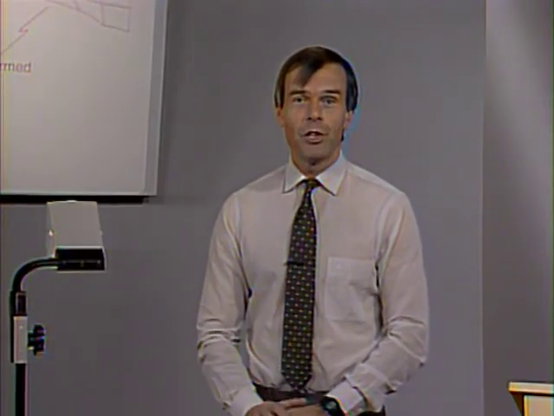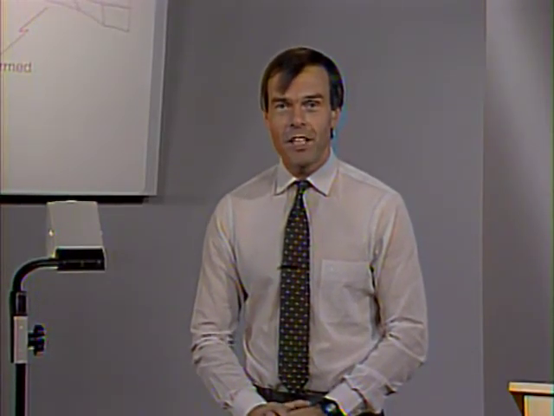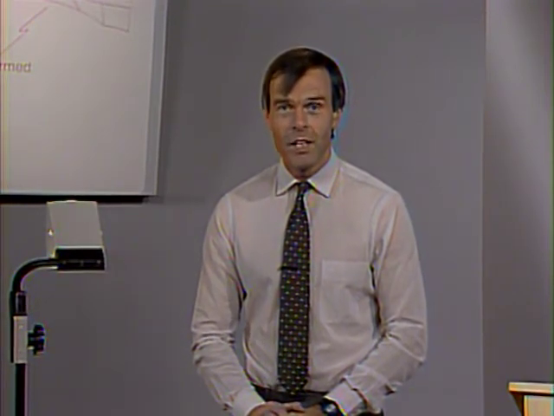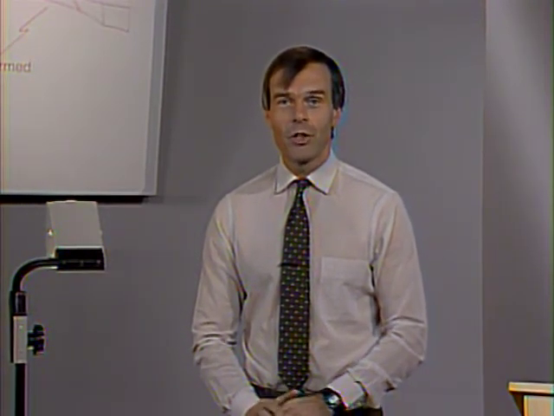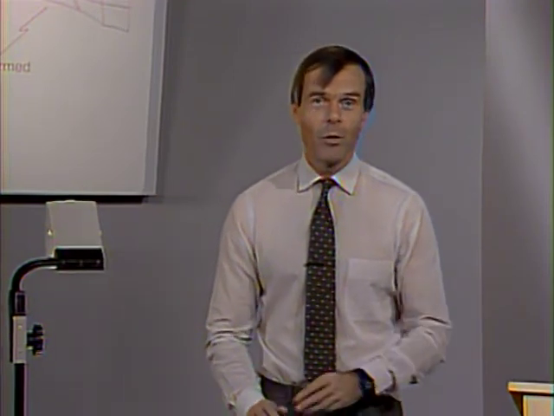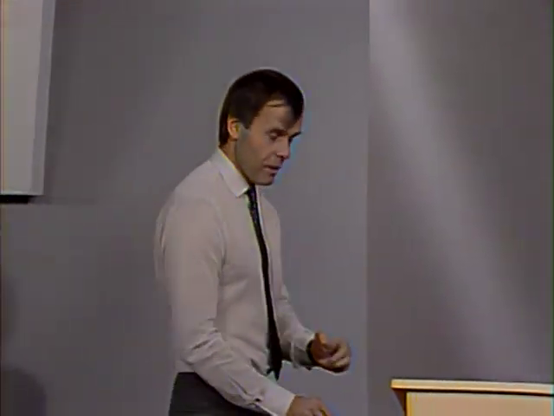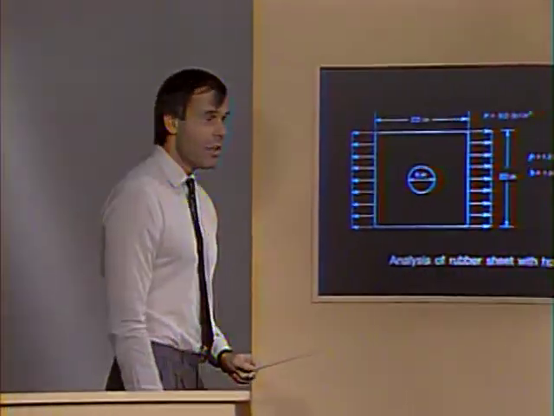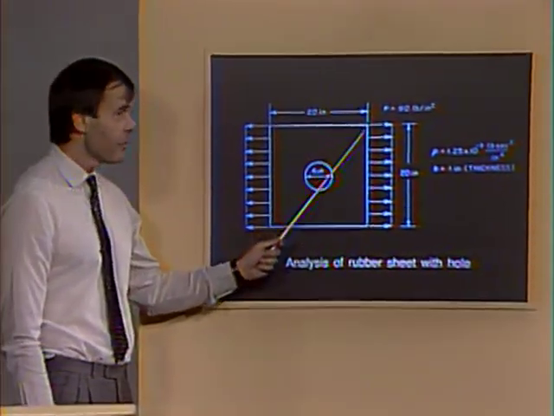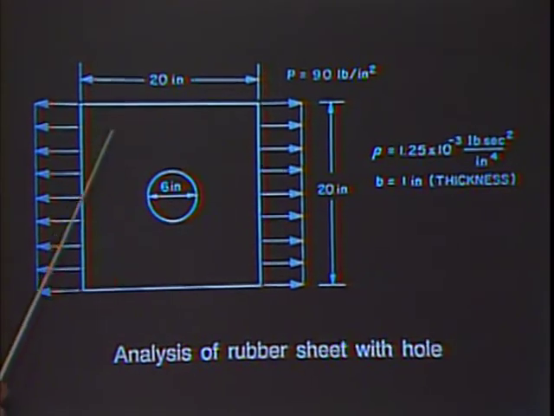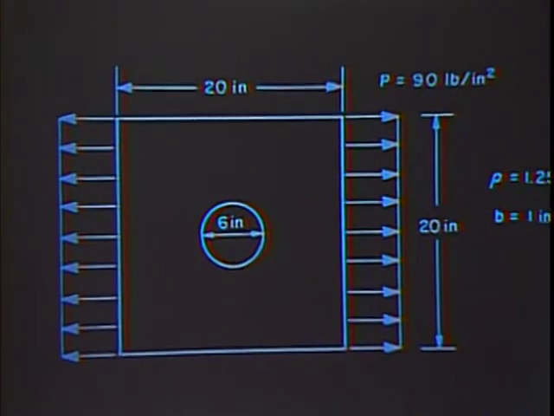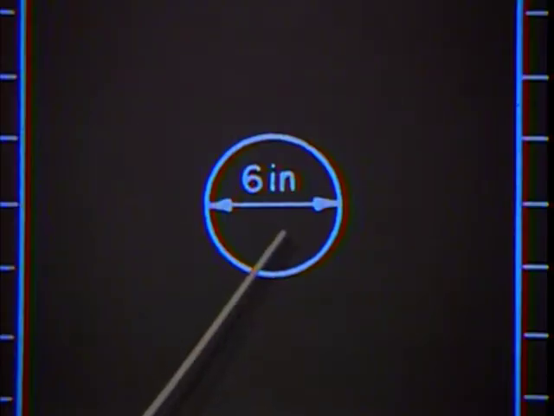Finally, I would like to share with you some analysis results that we obtained in the analysis of a rubber sheet with a hole. And these analysis results are shown on the slides. So let me walk over here so that we can share that information. Here we show the rubber sheet. It's a square sheet, 20 inch by 20 inch, that contains a hole of diameter 6 inch.